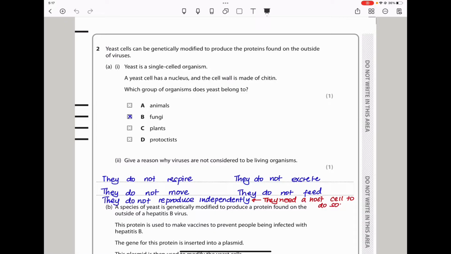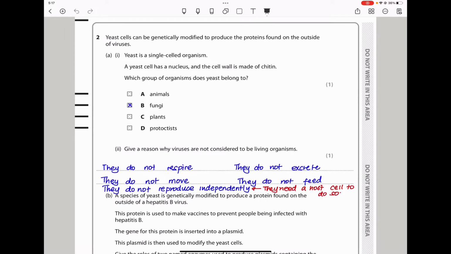So yeast cells are fungi. So the answer here should be a B. They are not animals, not plants, and not protists. So they are fungi. That should be a B.